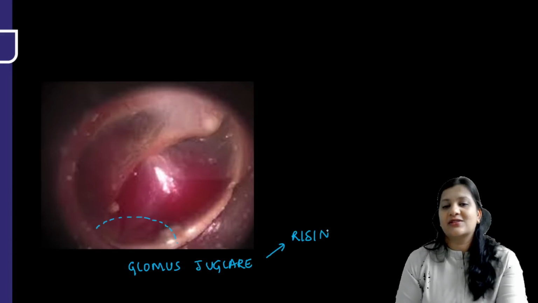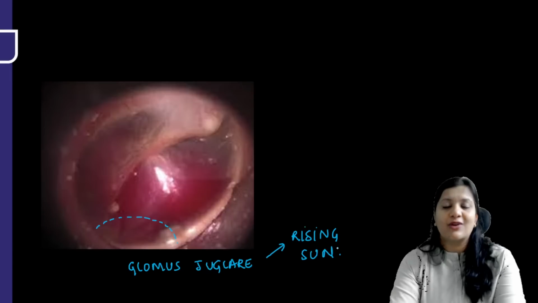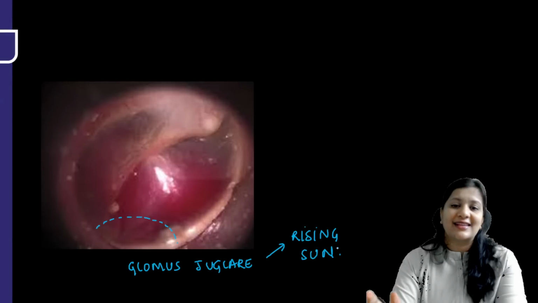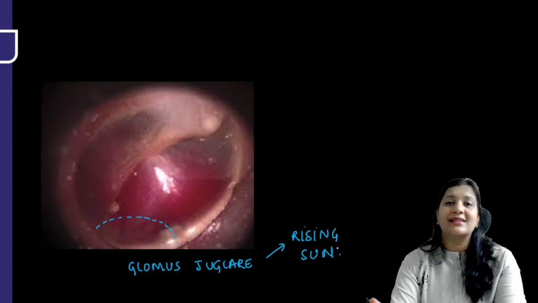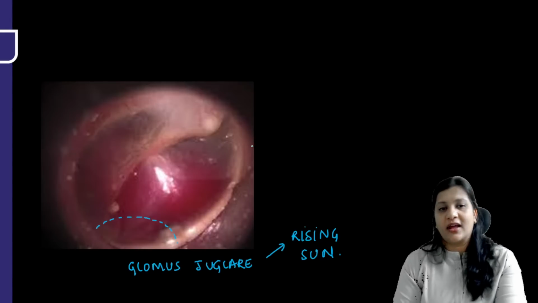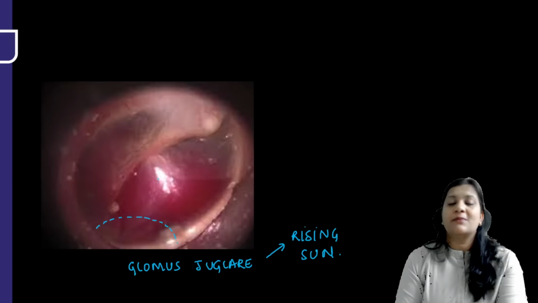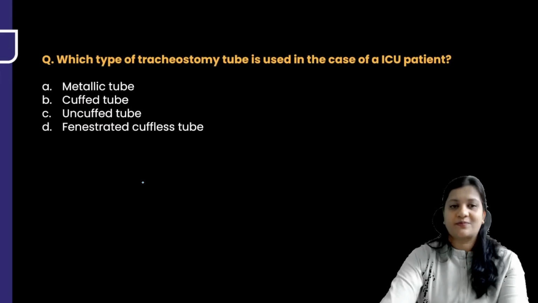So that sign is called the rising sun appearance. There are many signs in glomus. We have the Brown sign, the Aquino sign, the Phelps sign, but the clinical examination sign that we see is the rising sun appearance seen in glomus jugulare. A glomus tympanicum would produce something like this, a red bulging tympanic membrane.